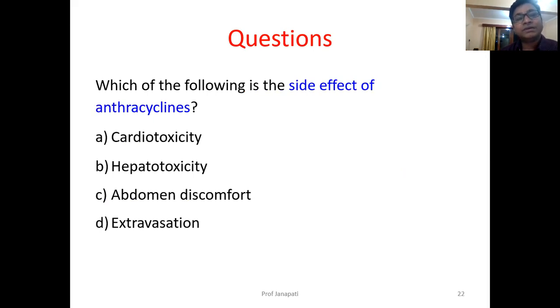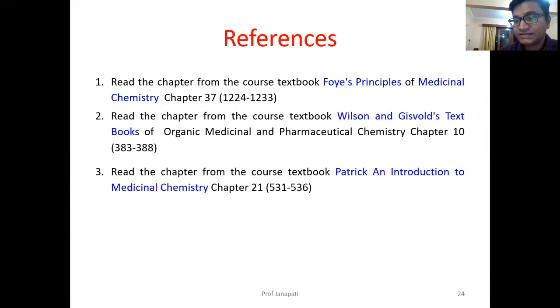Now, which of the following is the side effect of anthracyclines? Cardiotoxicity, hepatotoxicity, abdominal discomfort, extravasation. So these two, A and D, are the side effects: cardiotoxicity and extravasation injury. So these are the references: Foye, William Foye, Wilson and Gisvold, Graham Patrick.